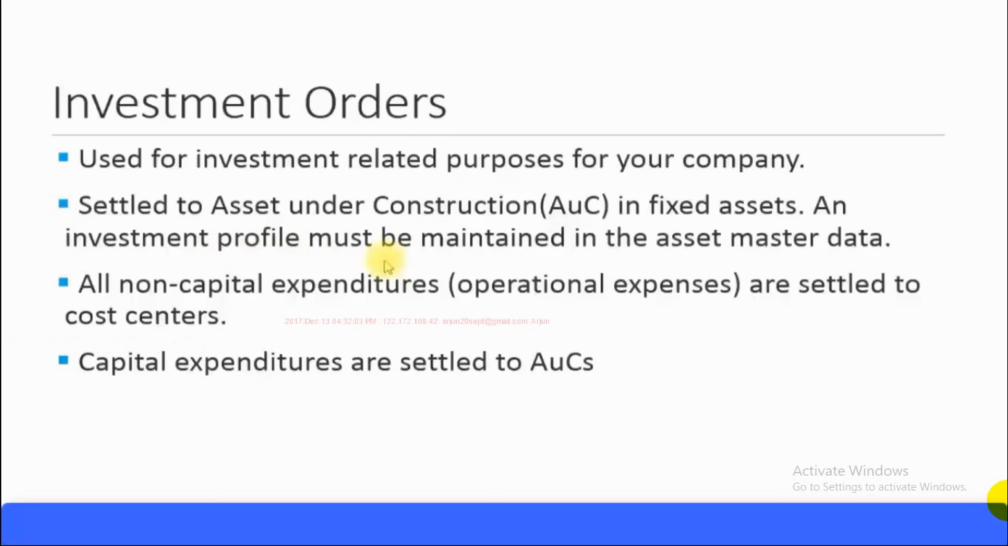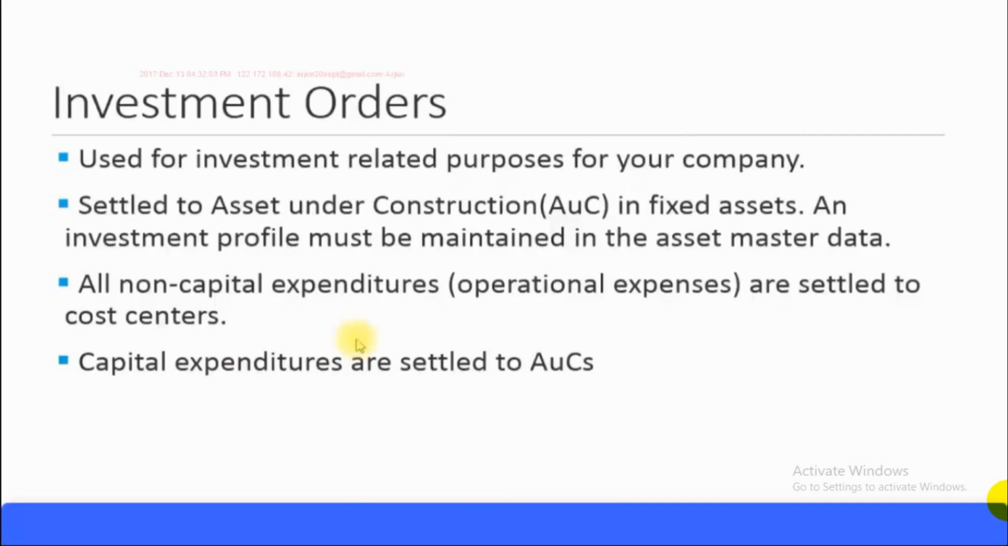All non-capital expenditures, that is your operational expenses, are settled to cost centers. So in the same investment order, you have two options: you can have actual capital expenses settled to assets and your operational expenses settled to cost centers. Now how to track these? You can either define a percentage method. That's a bit easier than creating two separate internal orders. You can create, of course, two separate internal orders, one for operational expenses and one for investment expenses, but you can also specify a percentage. Maybe 60% of the cost settled to this particular asset and 40% of the cost settled to this particular cost center.